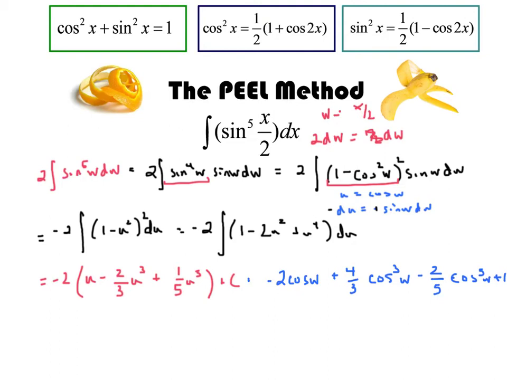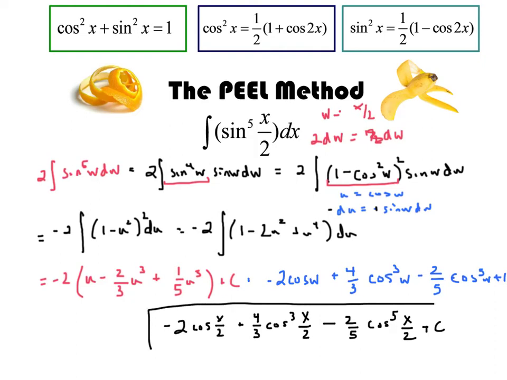And now at the very end, let me put back what w was equal to. Negative 2 cosine of x over 2 plus 4/3 cosine cubed of x over 2 minus 2/5 cosine to the fifth of x over 2 plus a constant. Okay, this up here should have been a constant. It's kind of hard to see.